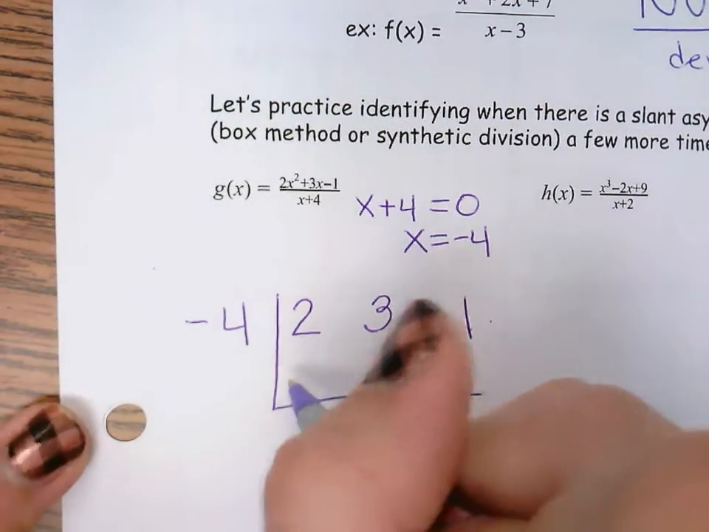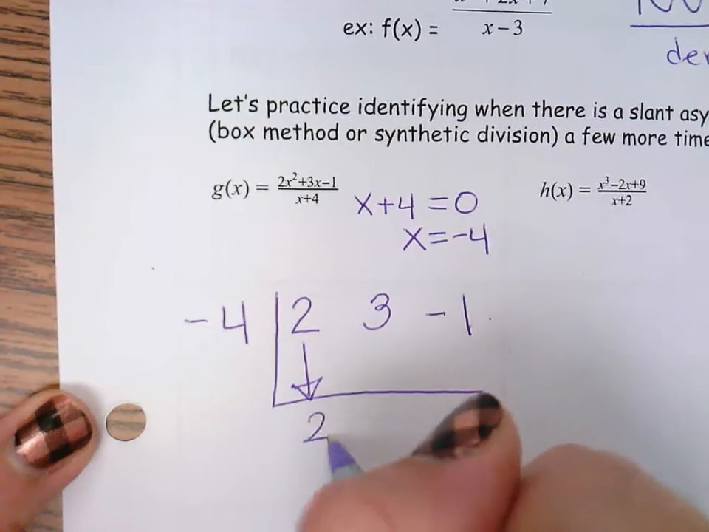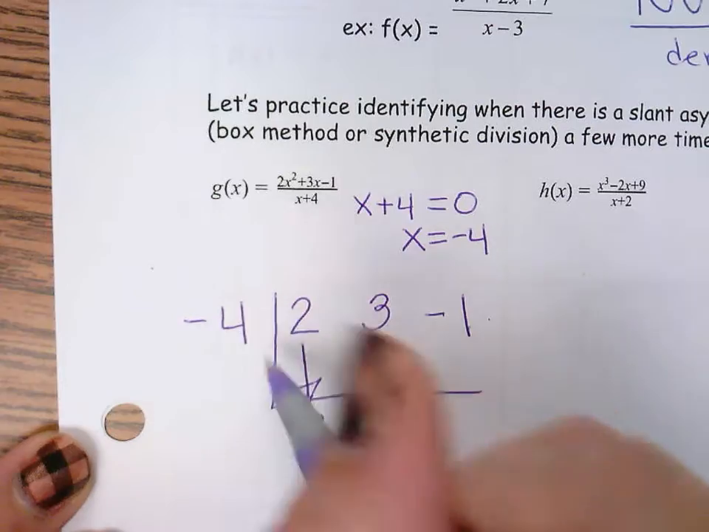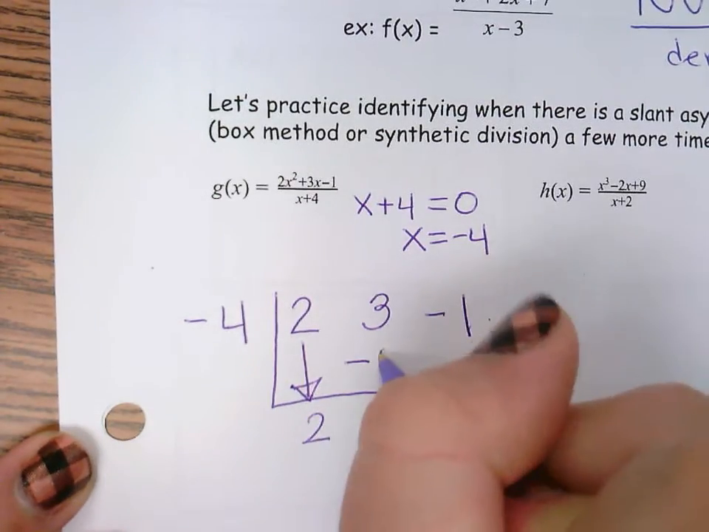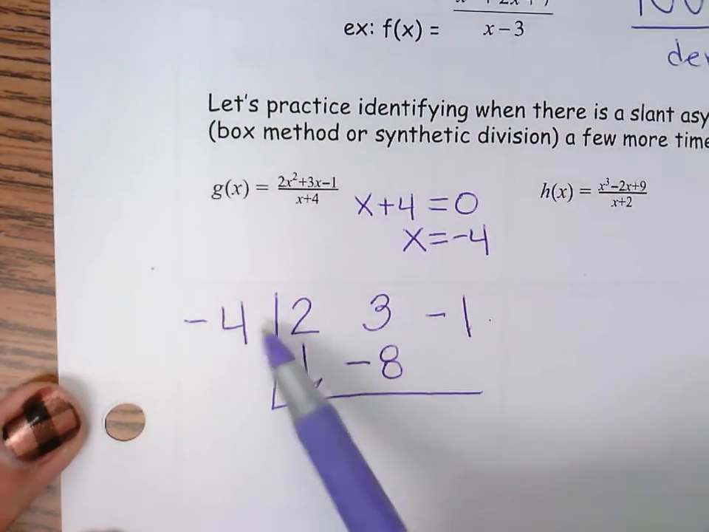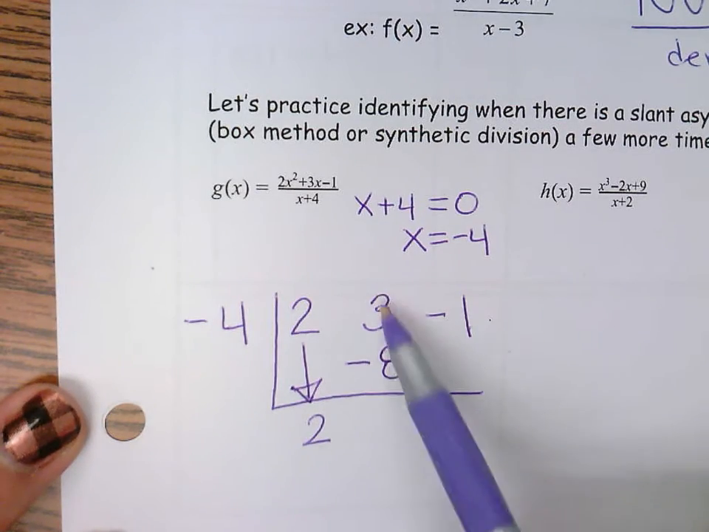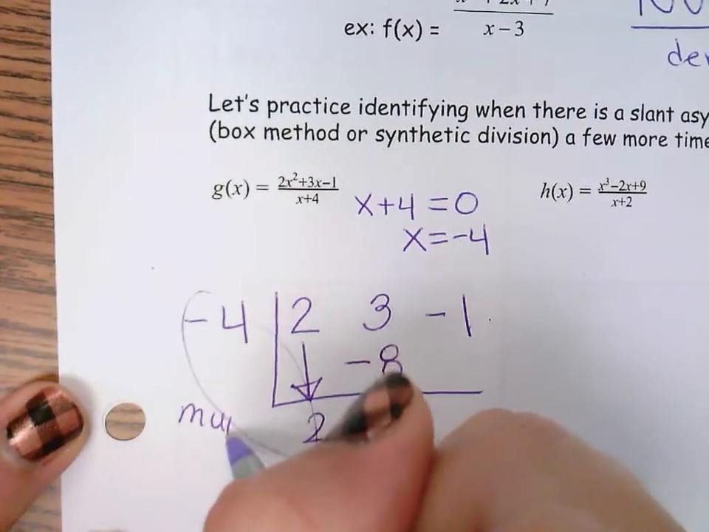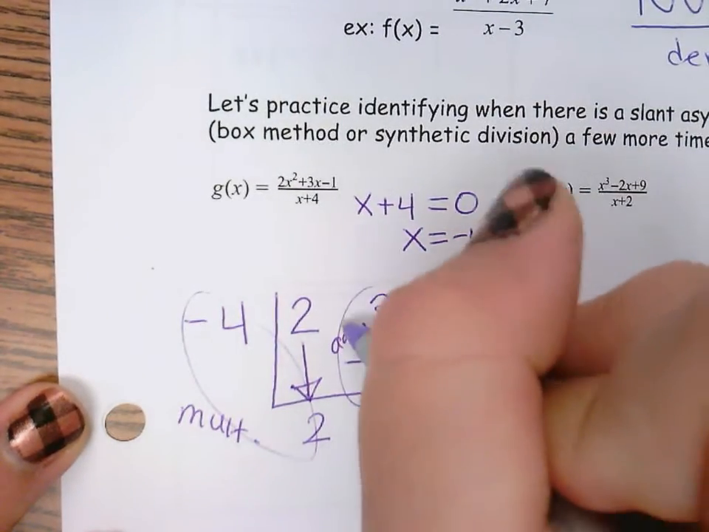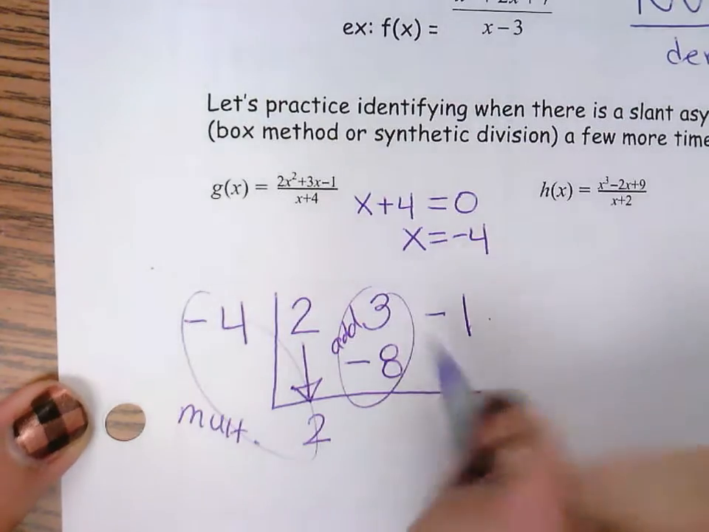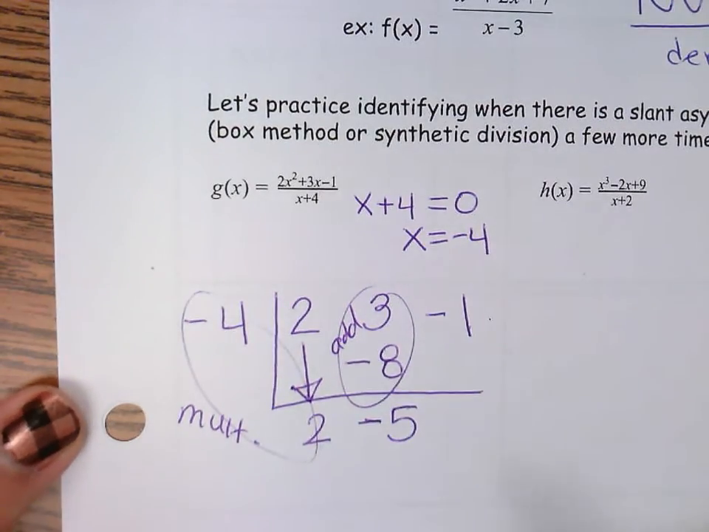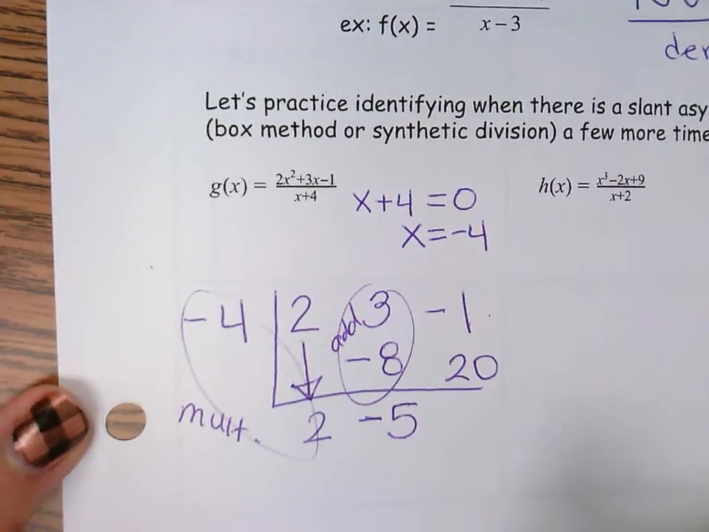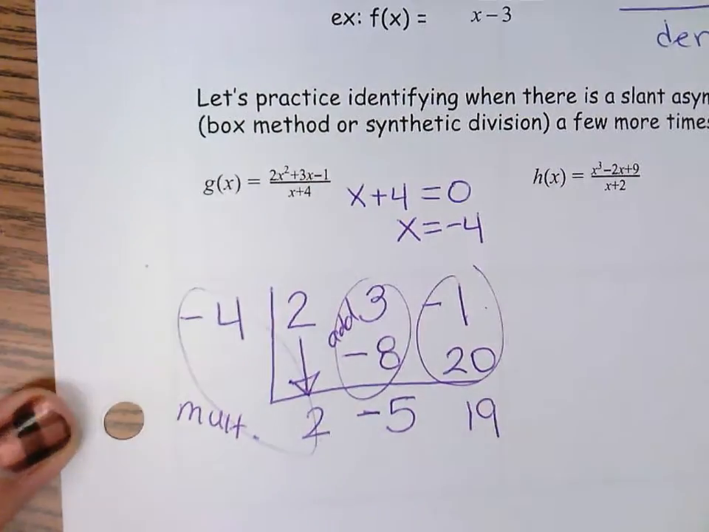And the way you do synthetic division is you bring down the 2, or the first term, then you multiply -4 times 2 is -8. Then you add together these two terms. So this is multiply, and then this is add. So I add together 3 minus 8 is -5. Then I multiply again, -4 times -5, I get 20. And then I add together and get 19.